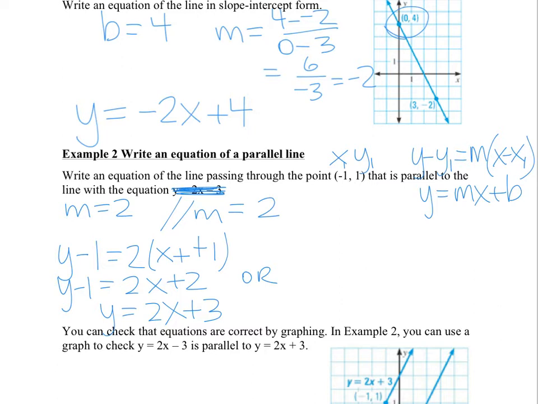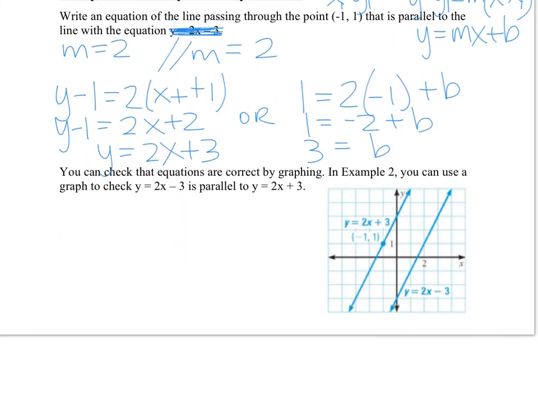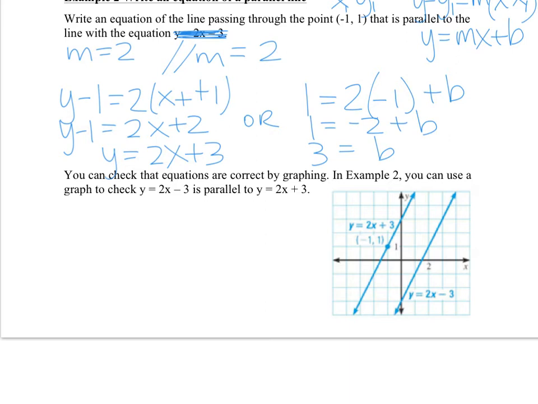So my y is 1, my m is 2, my x is -1, and you solve for b. So 1 equals -2 plus b, so b equals 3. And then it just leads me still to the same y equals 2x plus 3. So there are two ways that you can do that. You can check the equations are correct by graphing them. In that last example, you could use a graph to check y equals 2x minus 3, and is that parallel to y equals 2x plus 3.